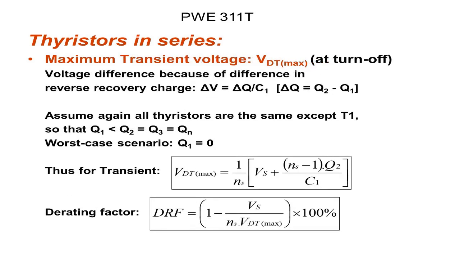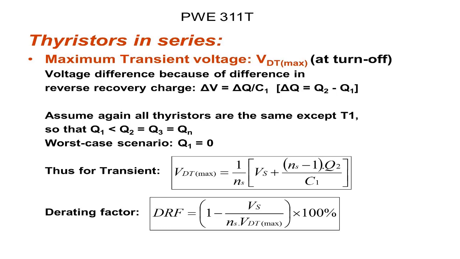All right, and then the voltage difference, because of the difference in reverse recovery charge, delta V is the same thing as delta Q over C1. Remember that CV equals Q. So if I want to get V, I can just get the change in Q over C1, while the change in Q is Q2 minus Q1.